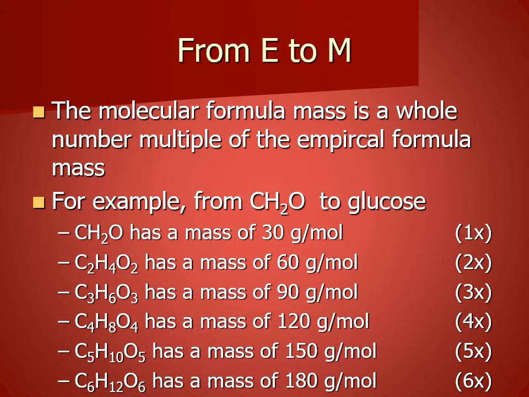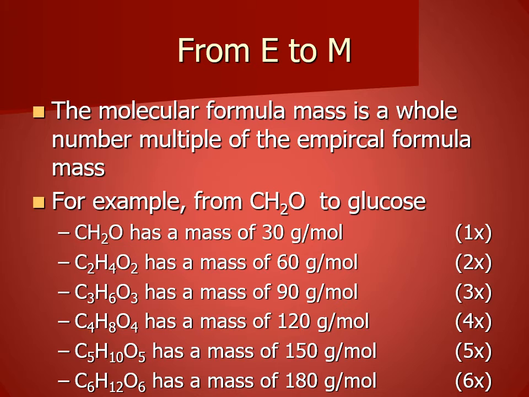Okay, so the molecular formula mass is always a whole number multiple of the empirical formula's mass. So let's take, for example, the empirical formula of the 1-to-2-to-1 ratio, CH2O. Well, CH2O has a mass of 30 grams. What if we doubled this? If you double the whole thing, you get this, C2H4O2. Notice everything is just doubled.